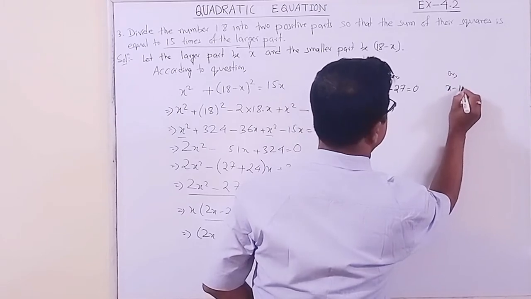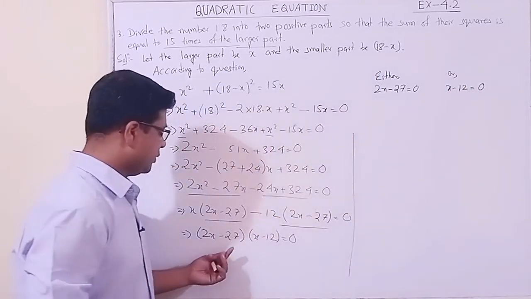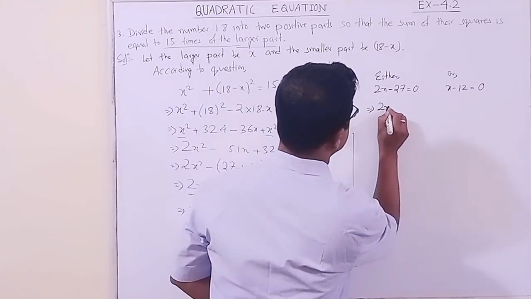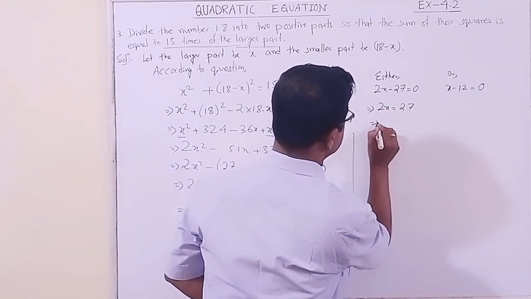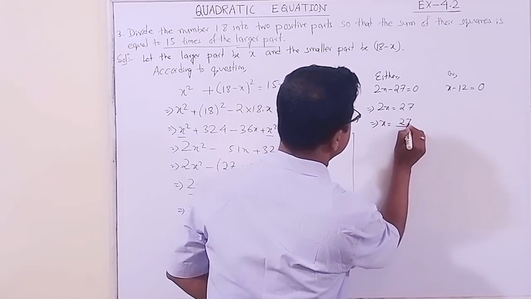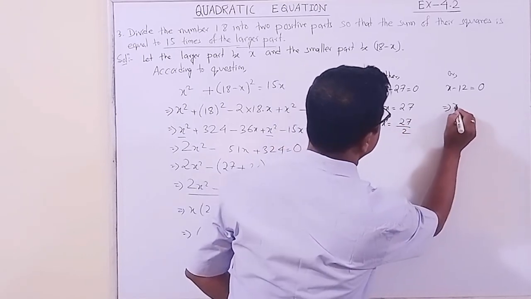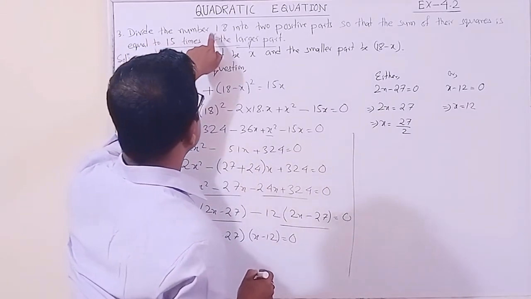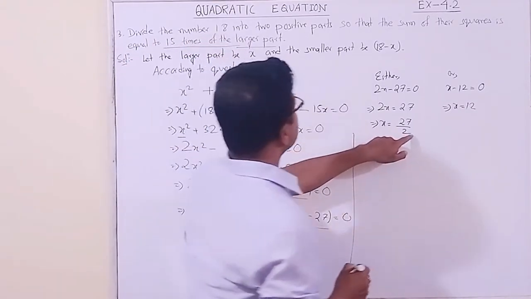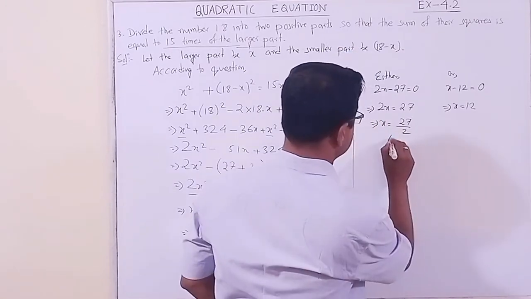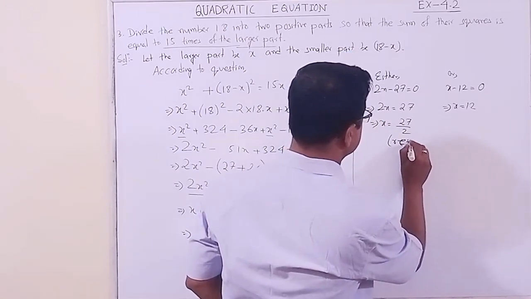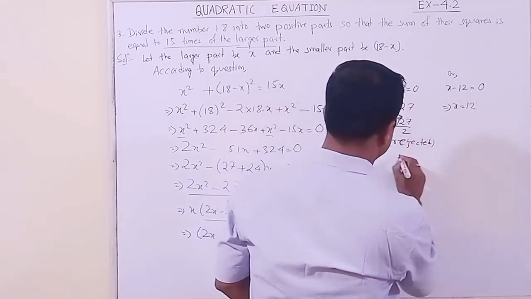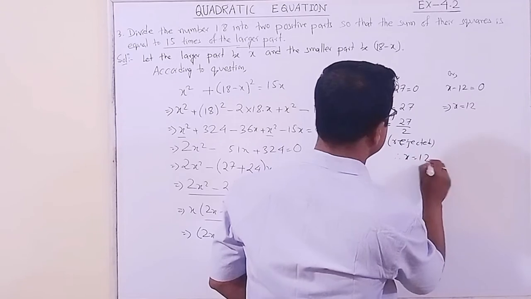Or x minus 12 is equal to 0. You can see that we have written either this is 0 or this is 0. Let us solve. Twice x is equal to 27, so here x equals 27 by 2. Here x equals 12. Now we have to divide the number 18, and it will not divide in this way. This part is rejected. We'll take some whole parts, so here we shall consider x is equal to 12.